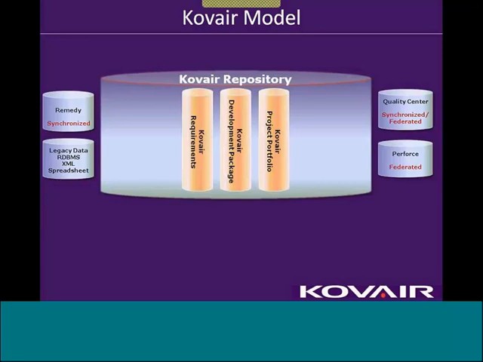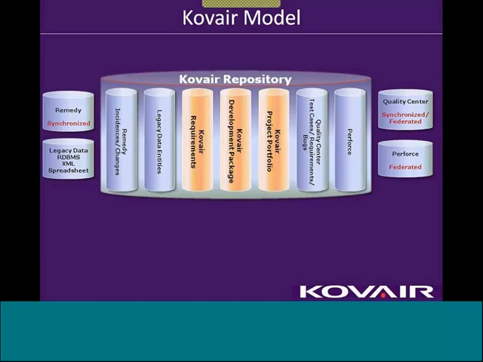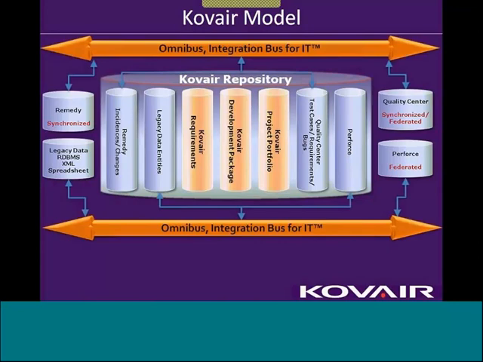The way we solve that problem is we create entities within the Kovair framework which represent the objects in the external tool. We also call them proxy entities. And then using Omnibus, we create the adapters for each of these external tools. And these adapters integrate and create a link between the Kovair internal proxy entities and the objects in the external tool.